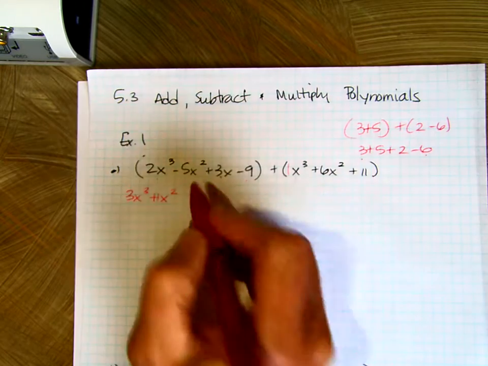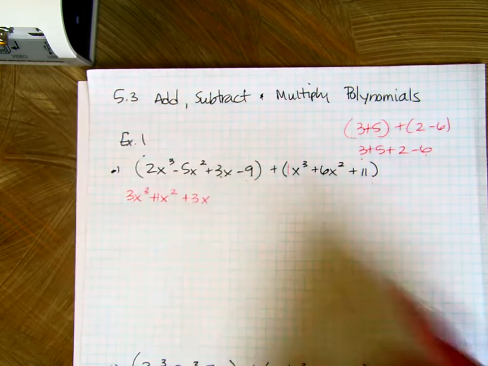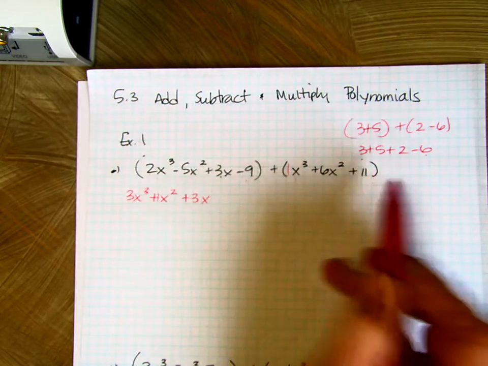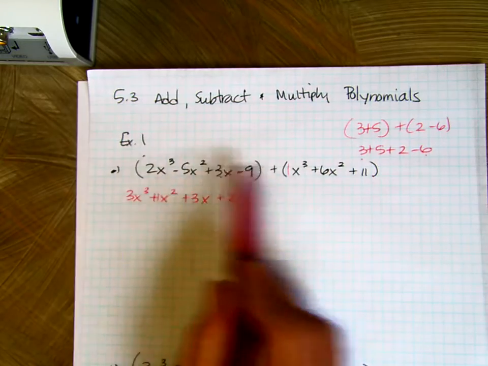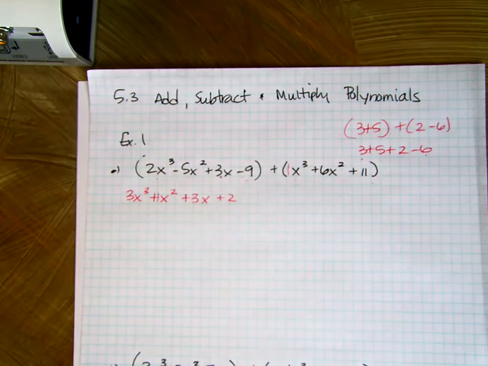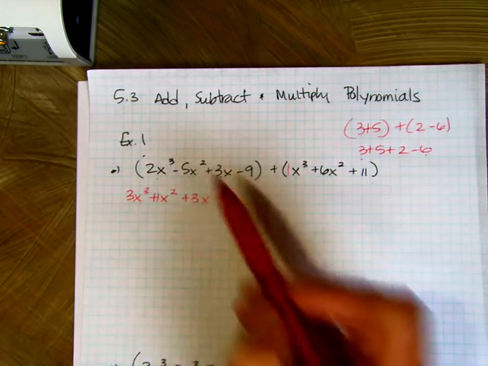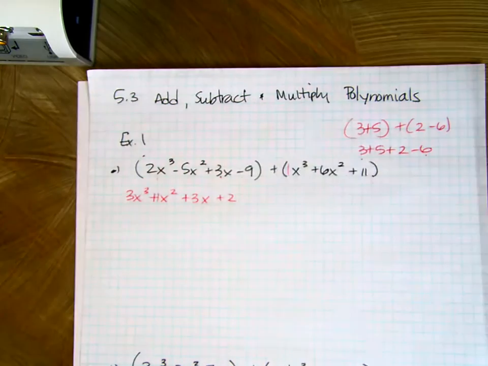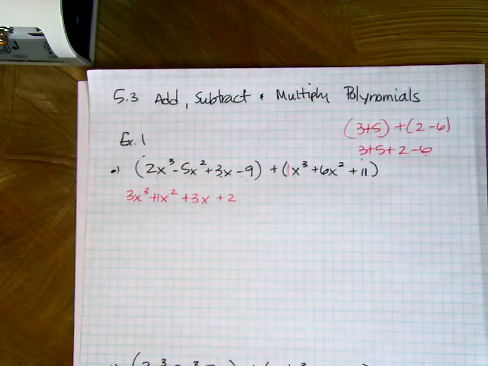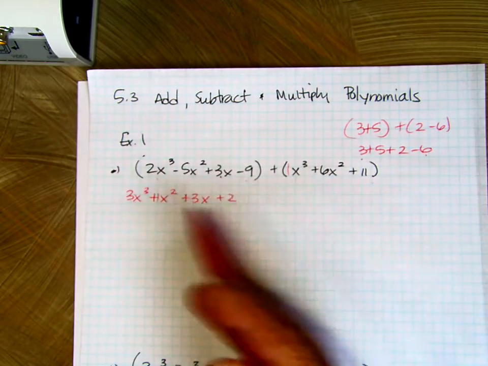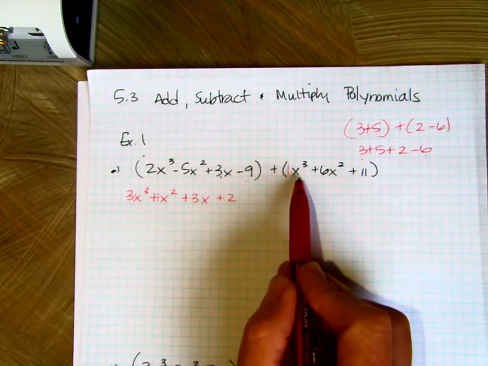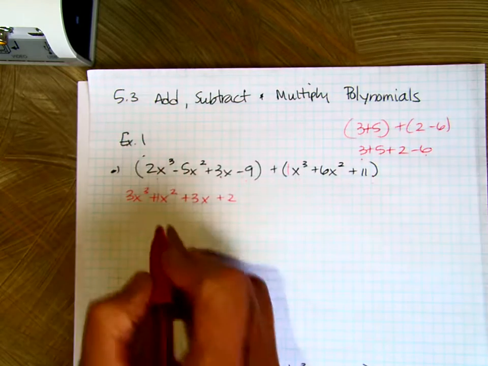3x doesn't have a partner or a like term, and then a negative 9 plus an 11 would just be a plus 2. So you can do it horizontally if your brain works that way and you can see the like terms. Some people like to cross them out as they go through them. That works too. I'm not going to do that here as an example just because then I'll lose you in the next part. But another way to do this is vertically.